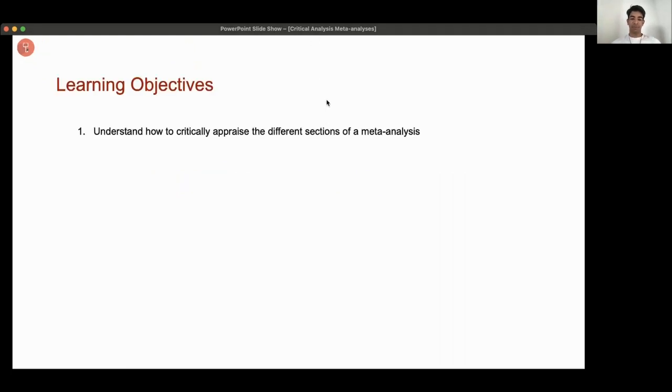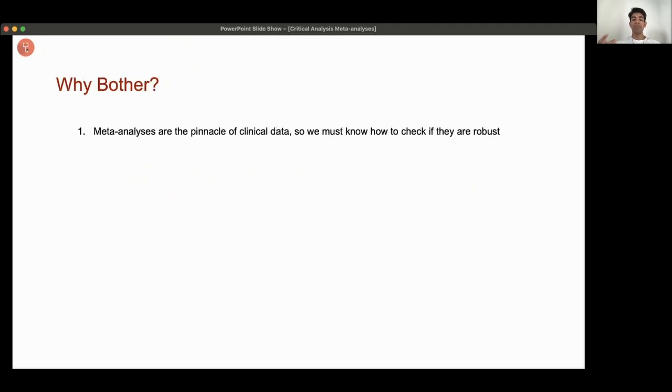So the learning objectives are quite general: how to critically appraise the different sections of a meta-analysis. And why do we care? Because they're the pinnacle of clinical data. They're essentially a combination of different randomized control trials, so they give you an even higher level of data than randomized control trials. So they're quite important for healthcare professionals to know about and know how to appraise.